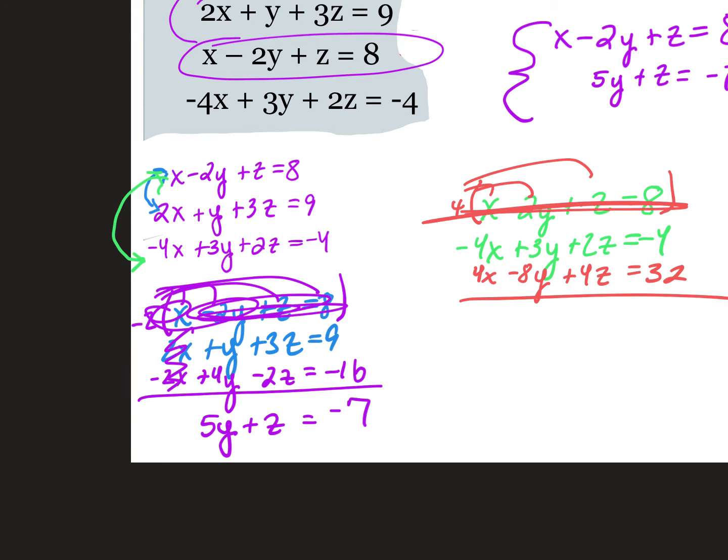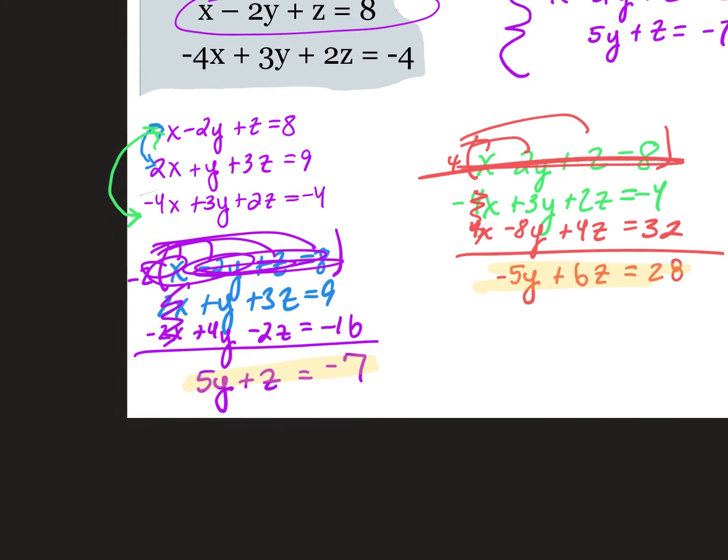Okay. Negative 4x, positive 4x cancels out. 3y minus 8y, negative 5y. 2z and 4z is 6z equals, what's 32 and negative 4? Positive 28, okay. All right, now I remember our goal is to now get something that says z equals. So what do I do with this piece right here and this piece right here? What should I do with them to get it to say z equals? Combine them and eliminate what?